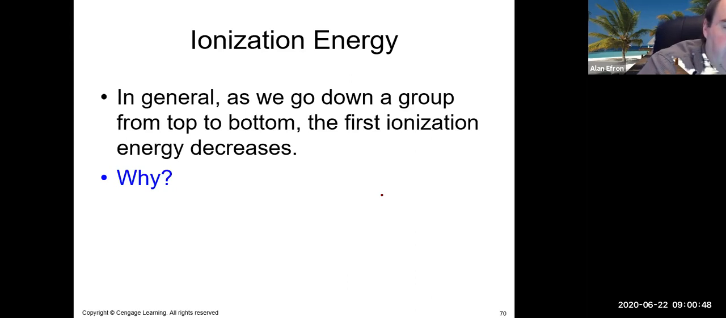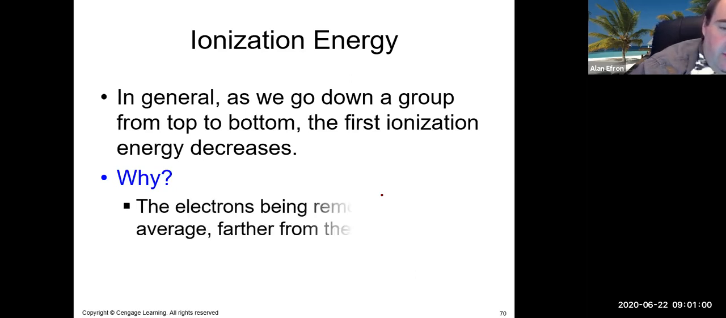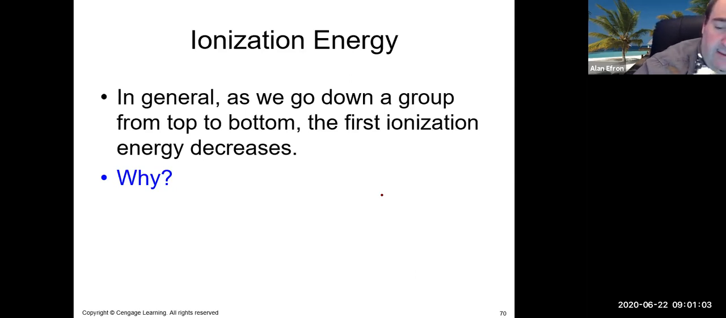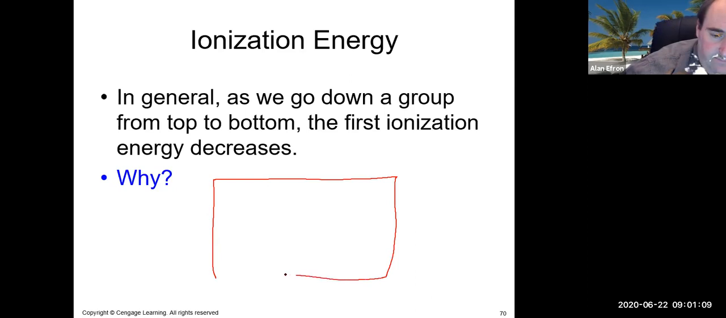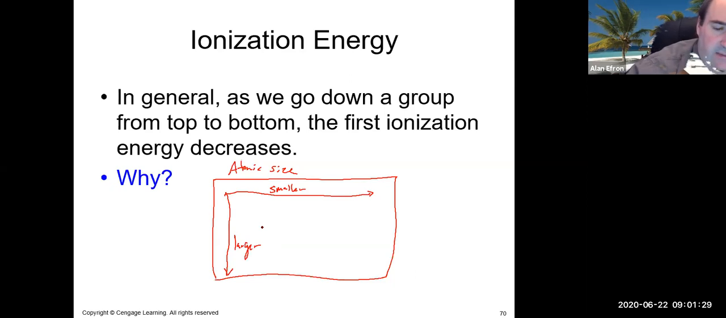All right. So again, I would probably cover some of this, but in general, as we go down a group from top to bottom, the first ionization energy increases. And some of this has to do with actually size as well. So let's talk a little bit about that as well. And if we look at the periodic table, and we talk about atomic size, as we go left to right on the periodic table and up, size gets smaller. And as we go down and to the left on the periodic table, the atomic size gets larger.